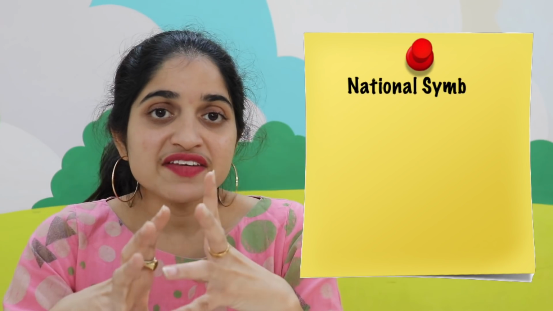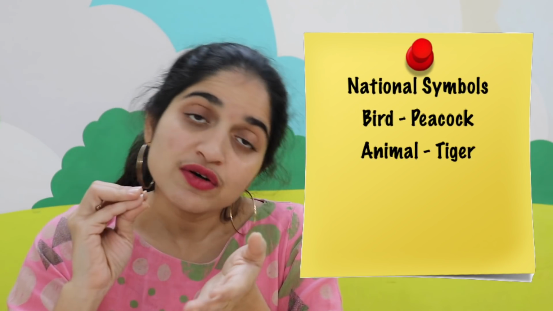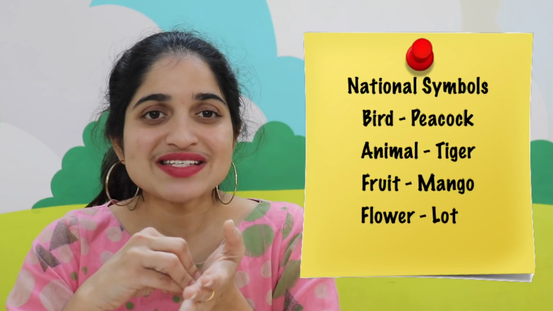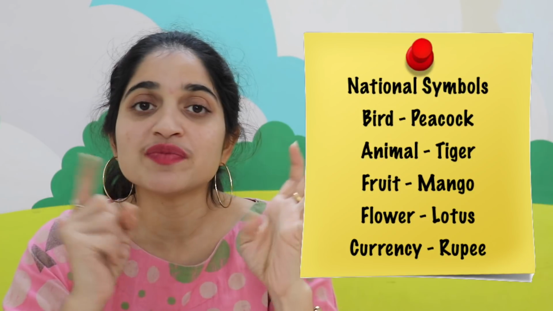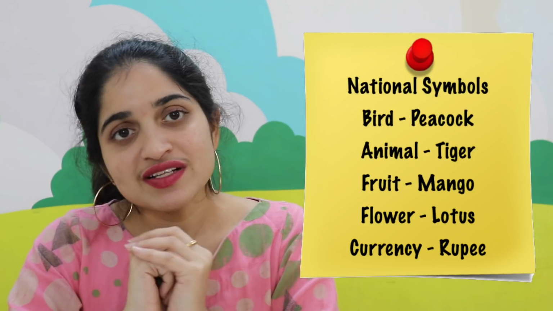The child should identify the national flag of India, and also they should know all the national symbols of India. For example, national bird, national flower, fruit, vegetable, tree. They also should know the national symbol.